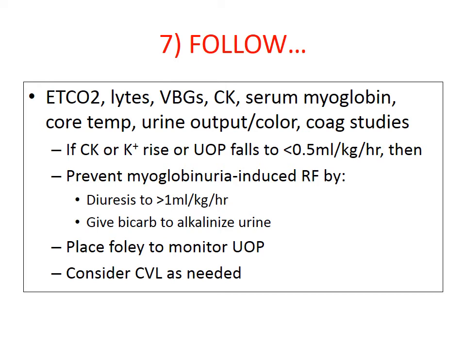And to prevent this, you want to start treatment of diuresis to increase urine output to more than 1 mil per kilo per hour, as well as giving bicarb to alkalinize the urine. It's important, in order to know that you are in fact diuresing adequately, to place a Foley and monitor urine output more closely. And then when you're getting to this point where you're actually managing a patient that is very sick, consider placing a central venous line as needed. Also, we talked about calcium chloride. That's something that is usually better given through a central line anyhow.